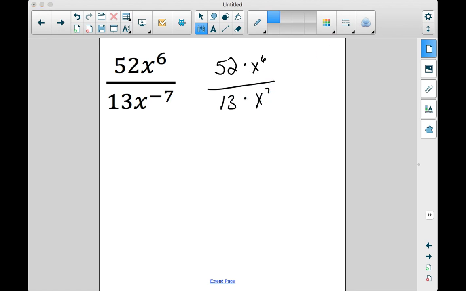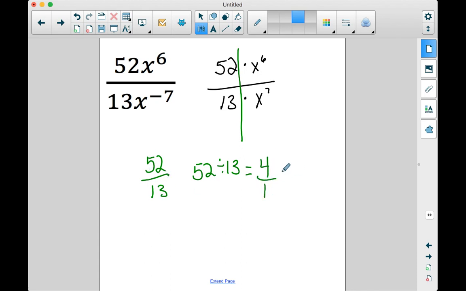And then I can go ahead and split this because I have two different numbers. I can think of it as two separate fractions. So over here, what is 52 over 13, which is the same thing as saying 52 divided by 13. And when I do that, I end up with 4. If I put that back in fraction format, it would be 4 over 1, but I can just think of it as 4. Then here, that's a negative 7. That's important to note. So then I deal with my x's.